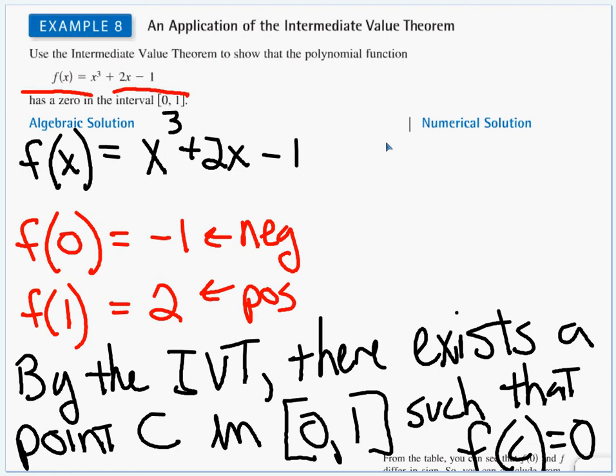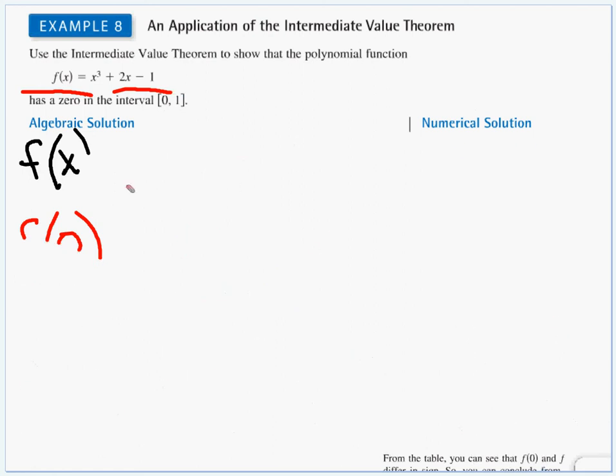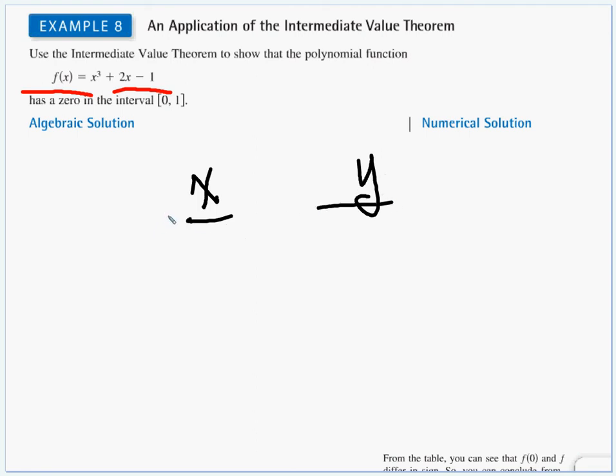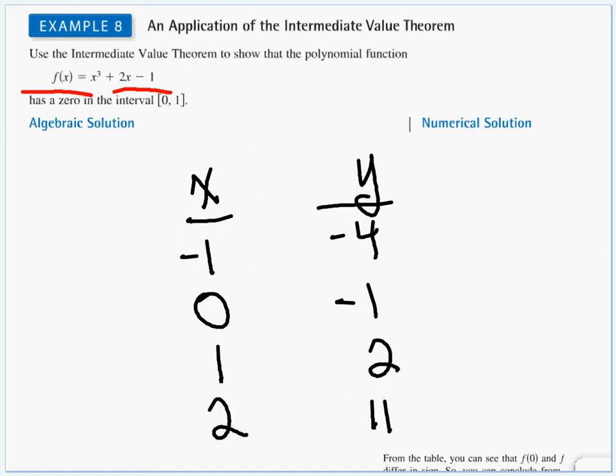Here in the book, it also has a numerical solution. We could do that on a TI-89 if you typed the function into your Y editor, and then you have your X and Y columns. I got a few values written down here. If you put in -1, you get out a -4. If you put in a 0, you get out a -1. If you put in 1, out pops a 2. Put in a 2, out pops an 11.